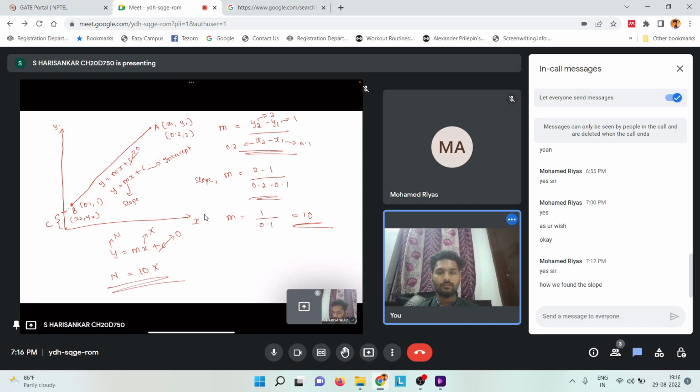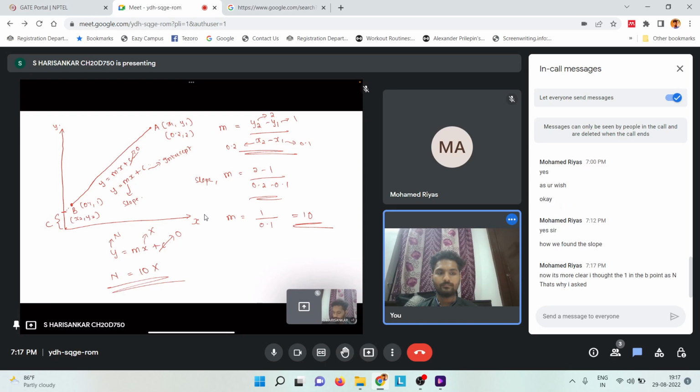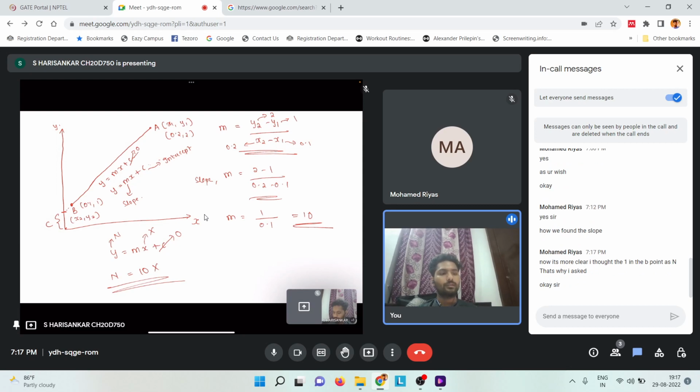Is this clear somewhat? Okay. So in the question, it is given that the rate gets halved. So initially the rate was 2, and the final rate gets halved, which will be 1. Okay. So now it's clear, right?